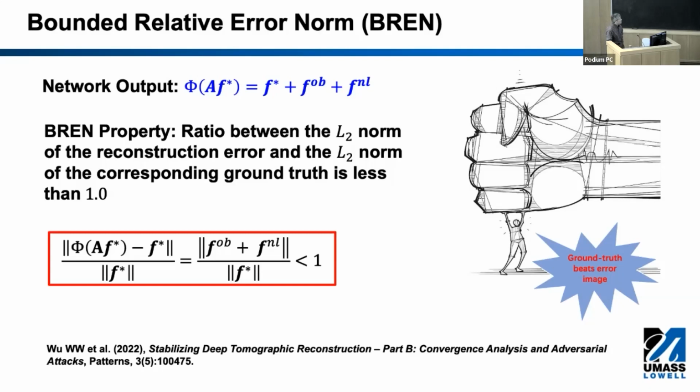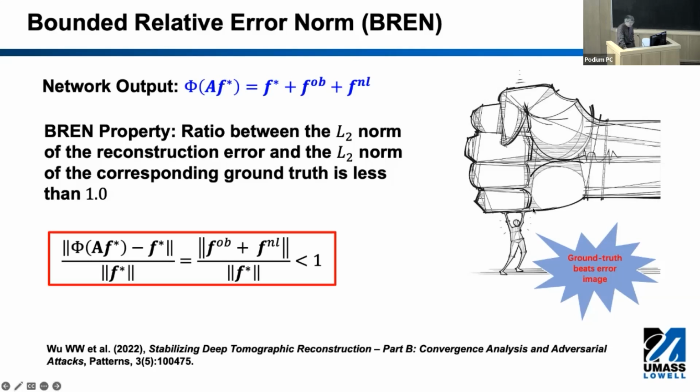So the object, the artifacts should be smaller than the ground truth. Basically, in the result, the ratio between the L1 norm and L2 norm of the artifact and the ground truth should be smaller than one. This is the assumption of our BRAN property.